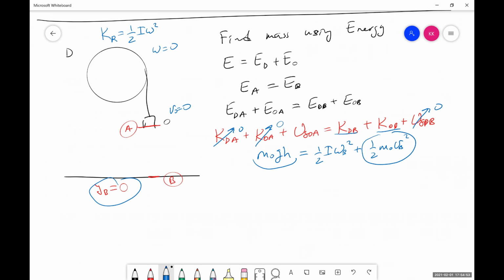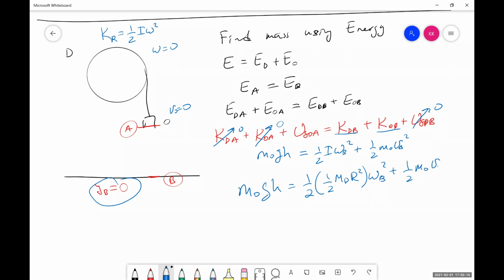This is the object moving down. This is the disk rotating. Okay. Then from here, what we can do is this. Mass of the object times gh equals 1/2 moment of inertia, which remember is 1/2 mass of the disk times the radius of the disk square, then omega b square, plus 1/2 mass of the object vb square. That means this is the equation we will be using when the object is falling down and the disk is rotating, looking at the energy approach.